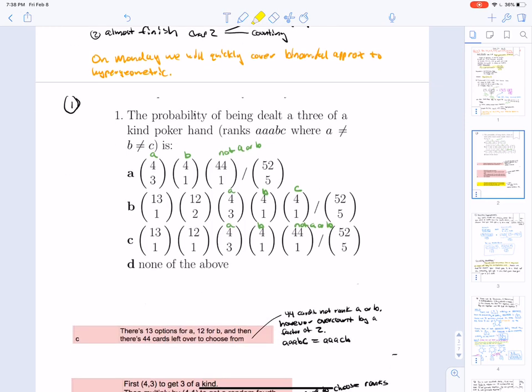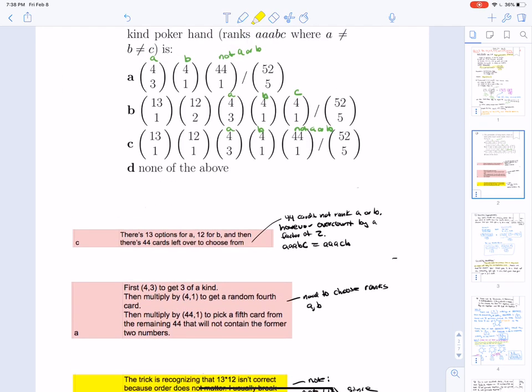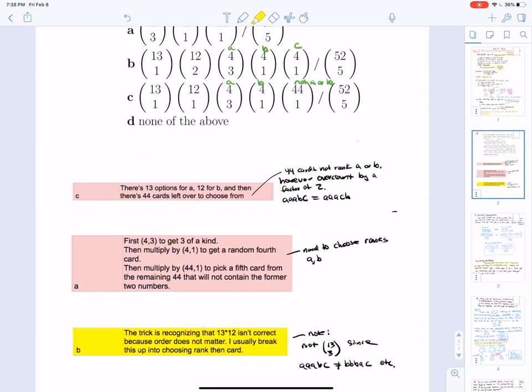So here's the problem from last time that we did as a concept test. The probability of being dealt a 3 of a kind poker hand, ranks A, B, C, where A is not equal to B is not equal to C, is... So the answer is B. So let's take a look at some solutions here.